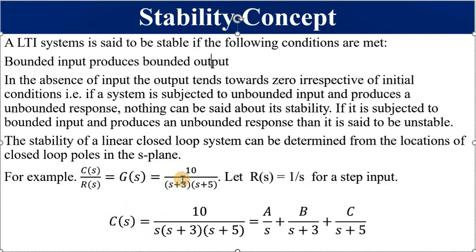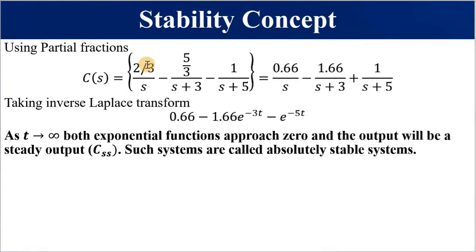This is the transfer function multiplied by the input, which is 1 over S, and this is our equation. We're going to express this using partial fractions, so it's going to be A over S plus B divided by S plus 3 plus C divided by S plus 5. Guys, after finding A, B, and C, and simplifying, it's going to be equal to this. We are going to find the inverse Laplace transform. Don't forget the application of Laplace transform in control systems.